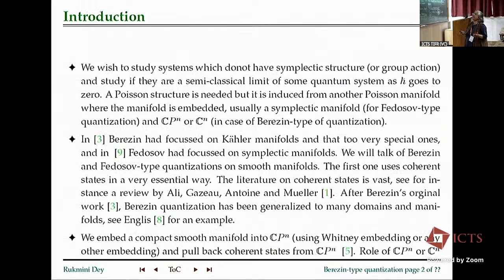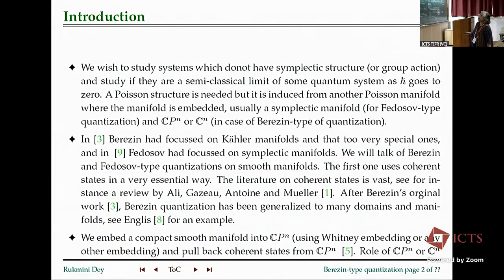So basically we wish to study systems which do not have symplectic structure or group action, and study if there are semi-classical limits of some quantum system as h-bar goes to 0. A Poisson structure is needed, but it is induced from another Poisson manifold where the manifold is embedded, usually a symplectic manifold. And for Berezin, we are using CP^N and C^N. Berezin had focused on Kähler manifolds, and that too very special ones. And Fedosov had focused on symplectic manifolds. So we are trying to use their techniques to induce it on smooth manifolds.